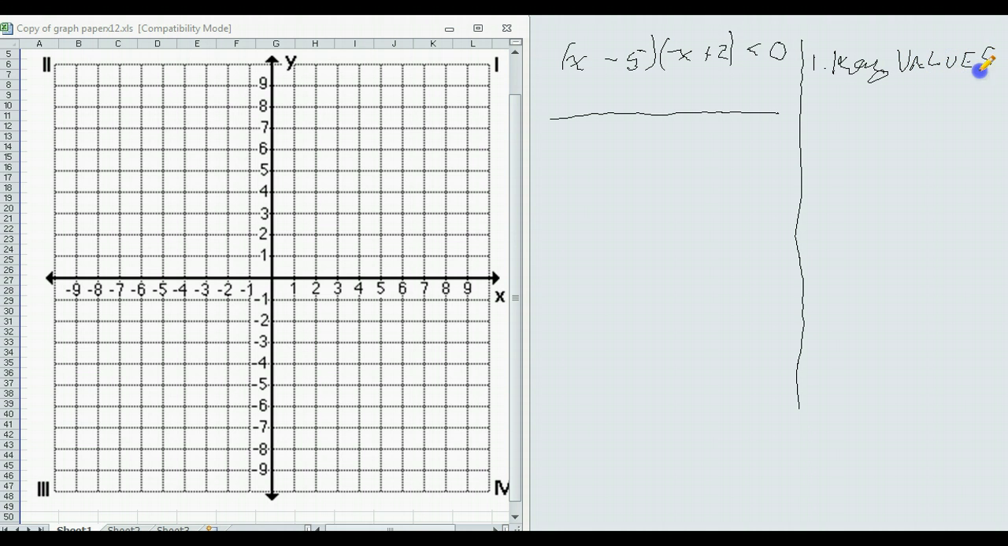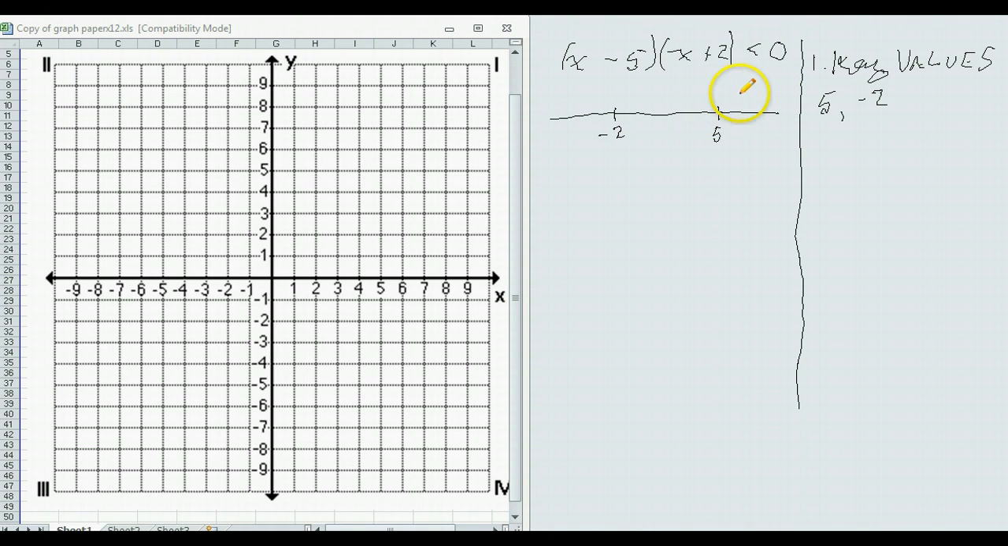For this, my key values are factors on the left side that are 0. We find my key values are going to be when x is 5 and when x is negative 2. Now I'm going to identify those key values on my number line. I'm going to work the number line, and I'm going to identify my key value at negative 2 and at 5.